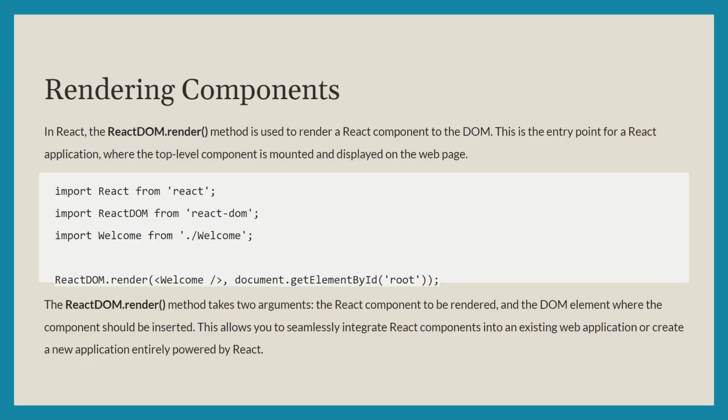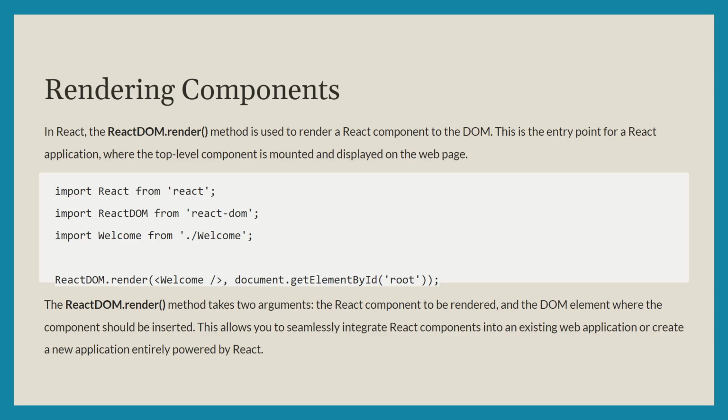In React, the ReactDOM.render method is used to render a React component to the DOM. This is the entry point for a React application where the top level component is mounted and displayed on the web page. Import React from 'react', import ReactDOM from 'react-dom', import Welcome from './Welcome'. And finally, ReactDOM.render(<Welcome />, document.getElementById('root')).